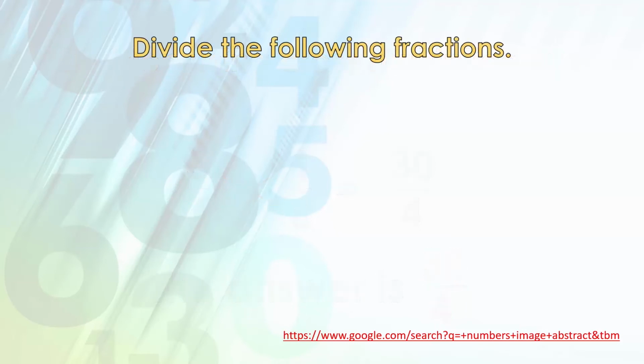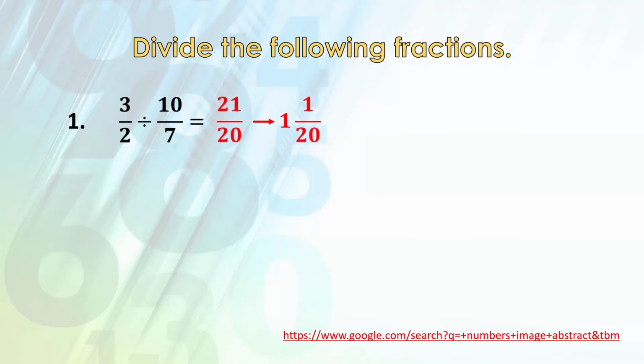Now let us practice. Divide the following fractions. You can use the rule of reciprocals or do the cross multiplication. Number 1, 3 over 2 divided by 10 over 7. The answer? Correct. 21 over 20 or 1 and 1 over 20. Number 2, 2 and 2/5 divided by 2 over 4. Correct. 4 and 8 over 10 or 4 and 4/5.